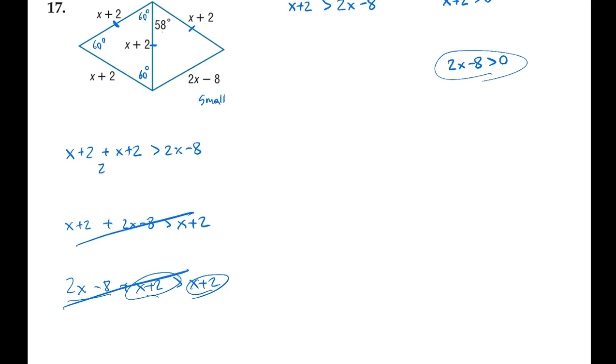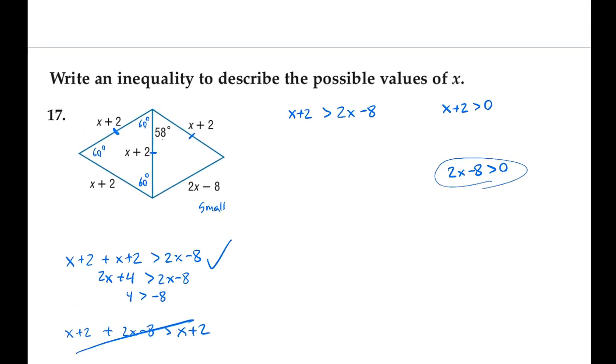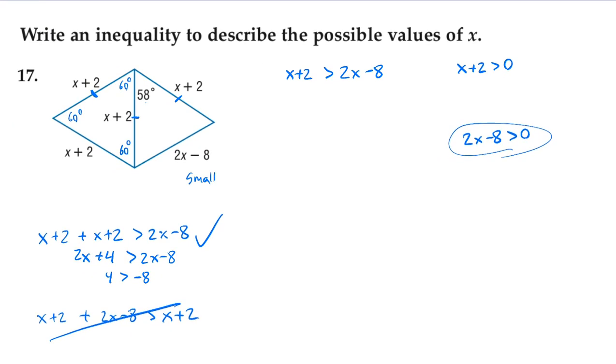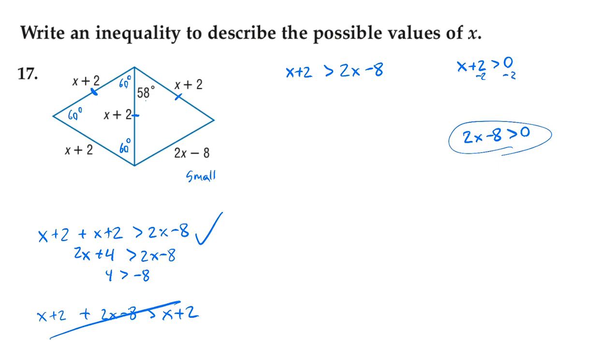Let's check this one. 2x plus 4 has to be bigger than 2x minus 8. Oh, that's always true. We subtract 2x and we get 4 is bigger than negative 8. Turns out this one was always true no matter what. So triangle inequality didn't give us useful information, but let's go ahead and solve for this. So minus 2, x is bigger than negative 8, or negative 2. Okay, add 8, 2x is bigger than 8. Dividing, we get x is bigger than 4.